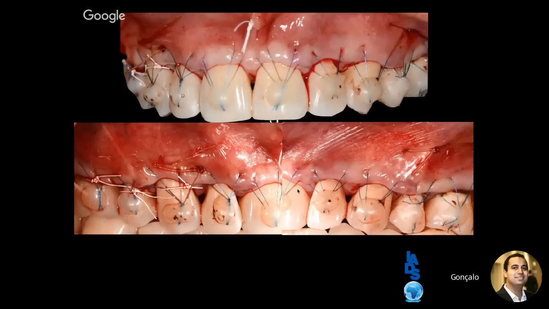So here we have the suturing, the graft in place. So the patient is ready. Usually we can do the whole procedure, the whole arch, in 3 hours. And I think one of the great advantages of this technique is exactly that. We are able to do a whole maxilla in just 3 hours, and the effect is very good.